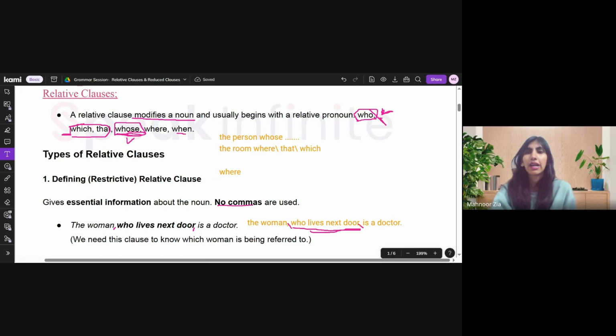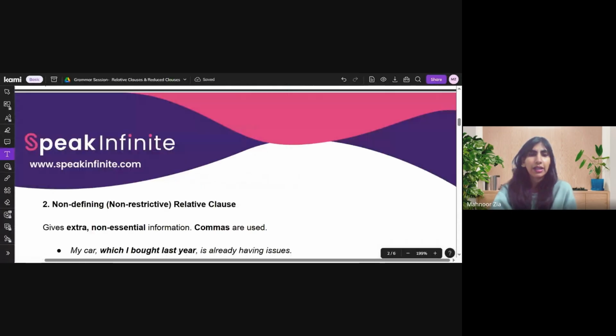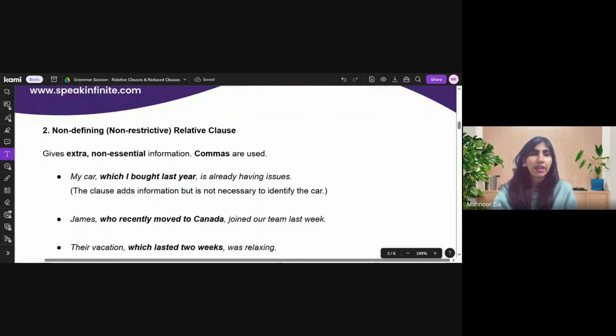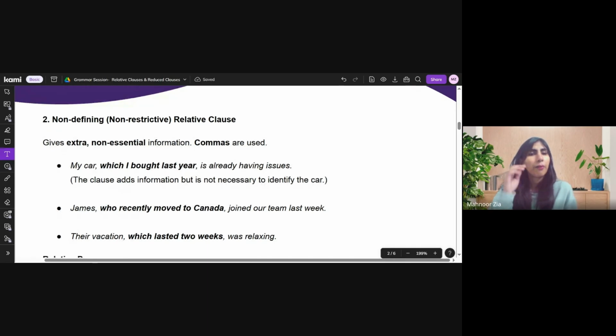Okay. All right. Now these are the simple questions or simple relative nouns, right? Then we have the non-defining or non-restrictive relative clauses. Now, this gives extra and non-essential information, and then commas are used, right? My car, which I bought last year, is already having issues. In this sentence, the clause adds information, but it's not necessary to identify the car.